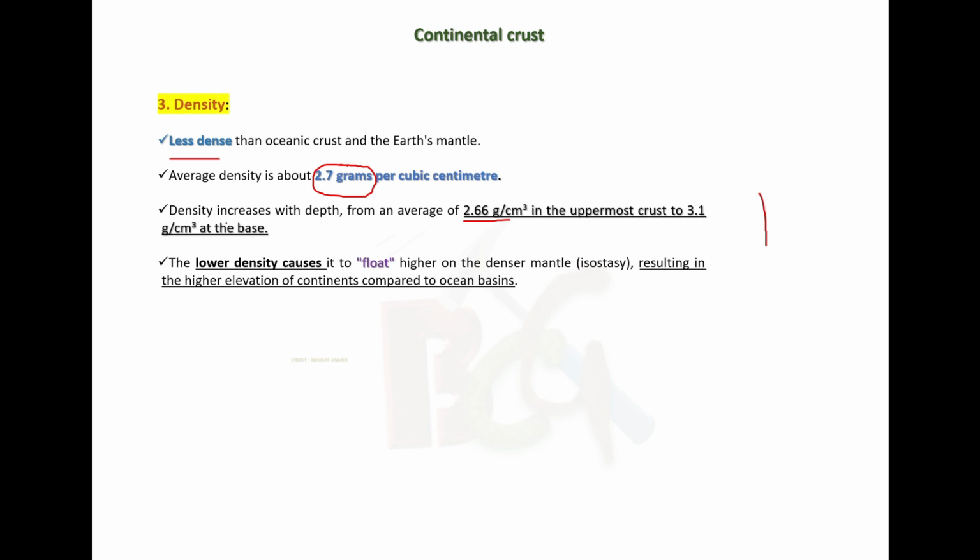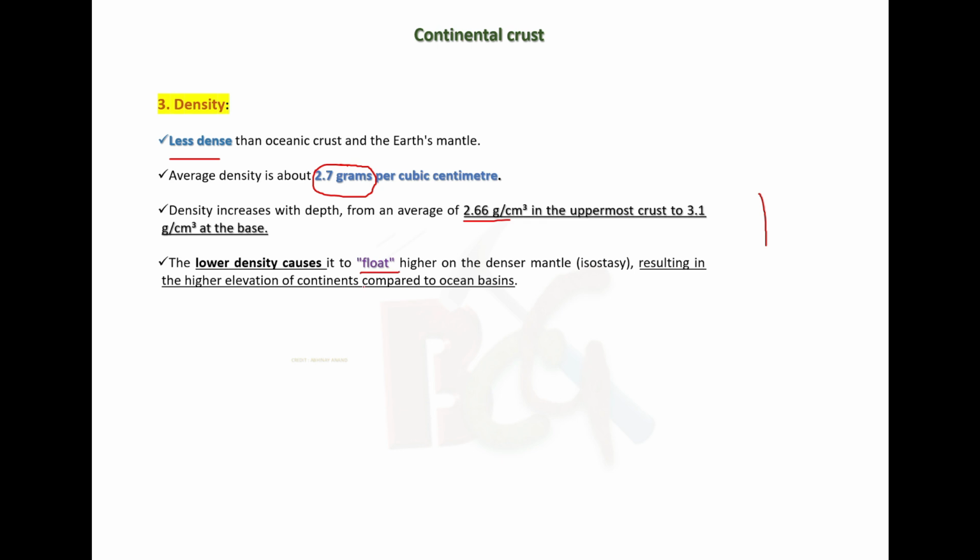Why the increase? Just pressure? Pressure is a big part of it, yeah. But also that shift towards denser minerals in the lower crust plays a role too. Right, the basalt-like stuff. Now, this lower overall density, 2.7 compared to denser stuff below.